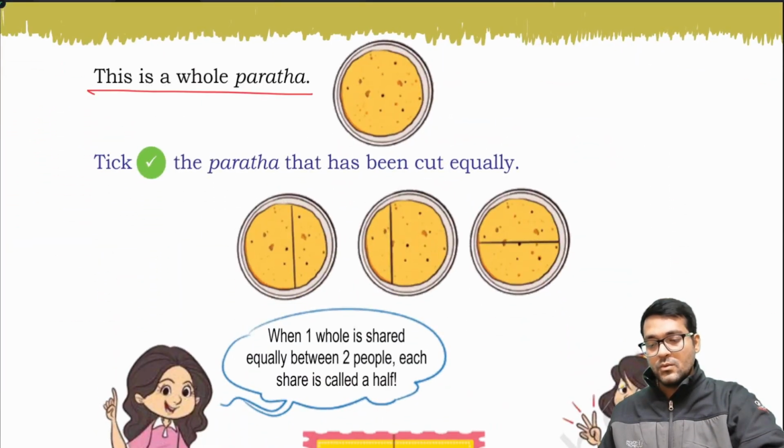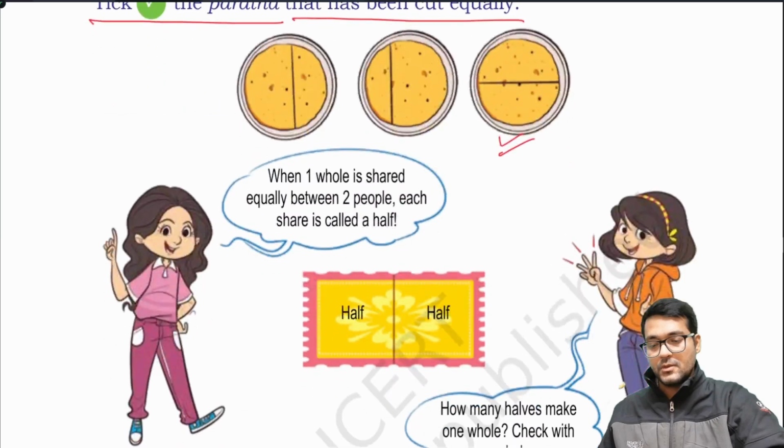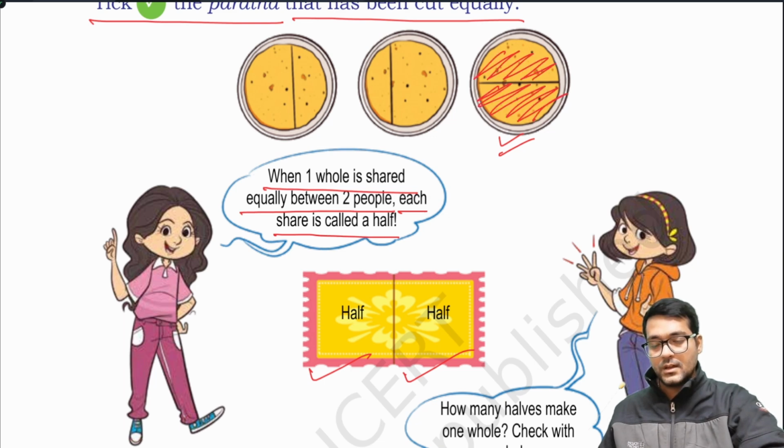This is a whole paratha. Take the paratha that has been cut equally. You can see it here. This has been cut equally. You have to take it. When one whole is shared equally between two people, each share is called a half. Half, half. Similarly, this one is a half and this one is also a half.